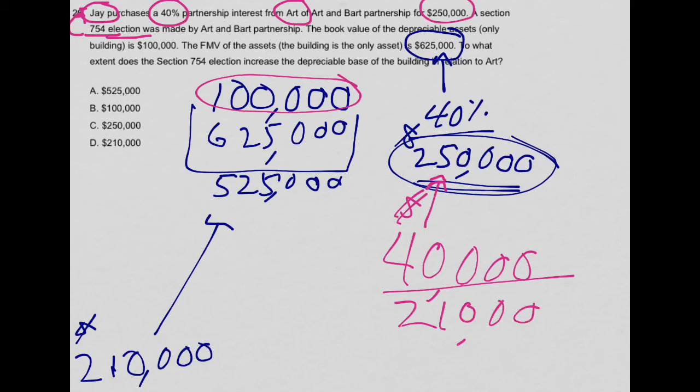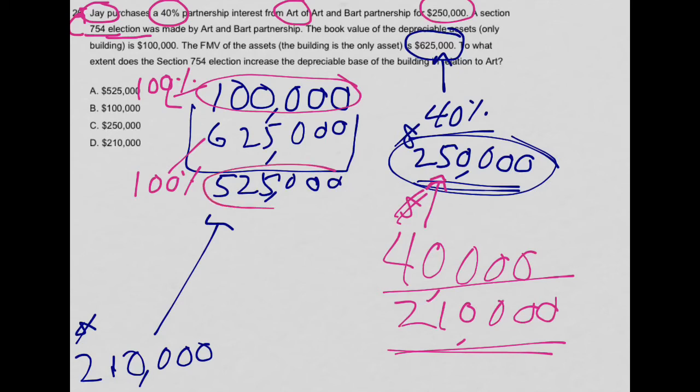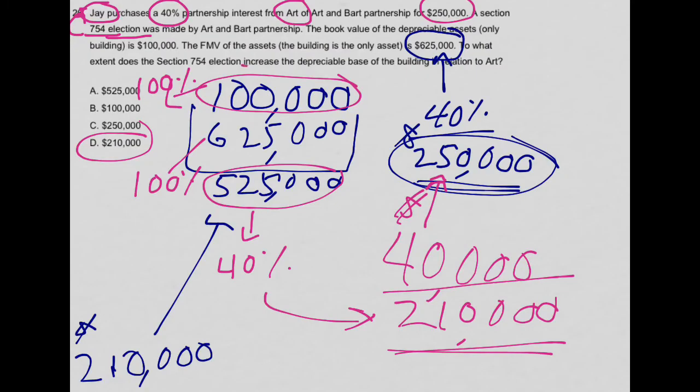Another way to look at it, which is how I looked at it at first, was that the difference between the depreciable basis as a whole, 100% in the partnership, and 100% of the fair market value of the property, is $525,000. 40% of that, you guessed it, is 210. So the answer is D, 210. What does that represent? That represents the increase in the depreciable basis of the building in relationship to Art. That's a 754 election. That's what it does.